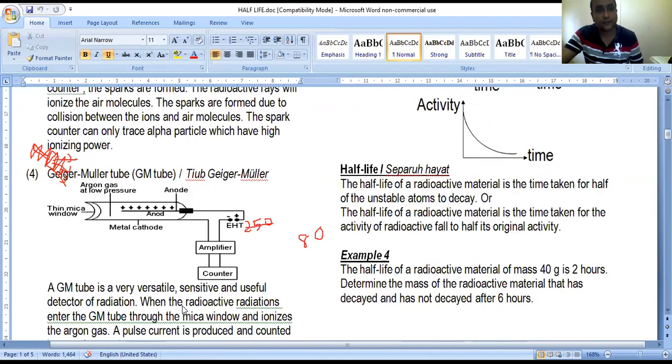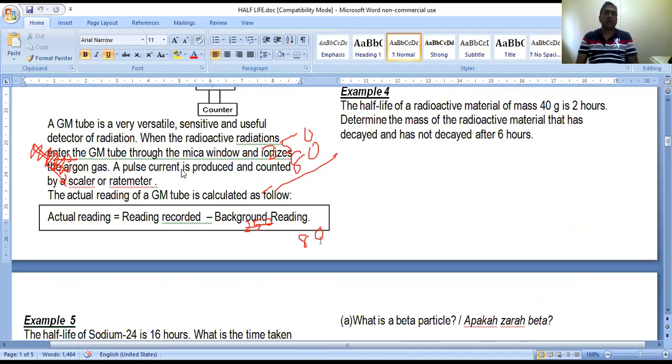So if you want to get your actual reading, what you must do is take your background reading. Let's say your background reading is 250, right? And let's say your reading is 250, you minus your background reading. So then you get the actual reading. So this is how we measure the reading using a GM tube. The reading recorded minus the background reading will give you the actual reading.